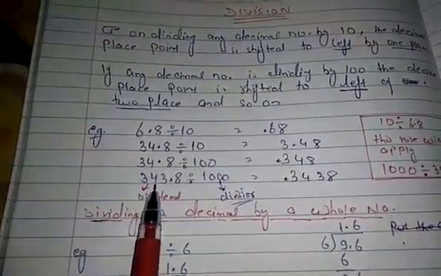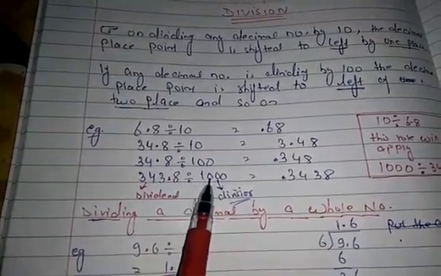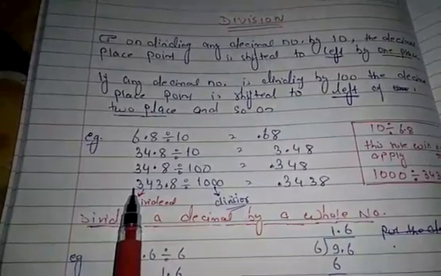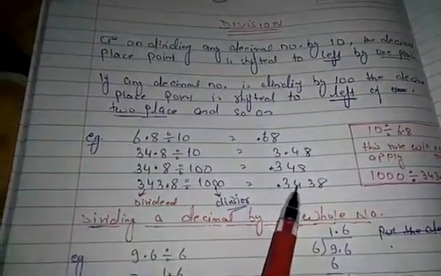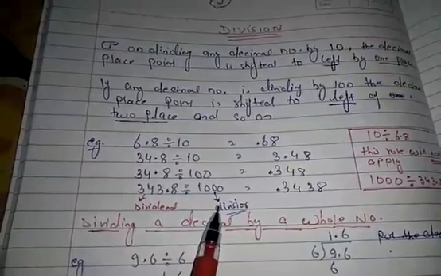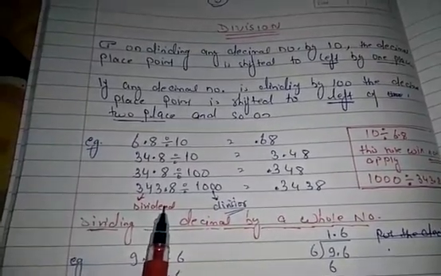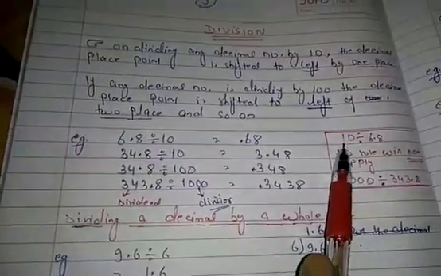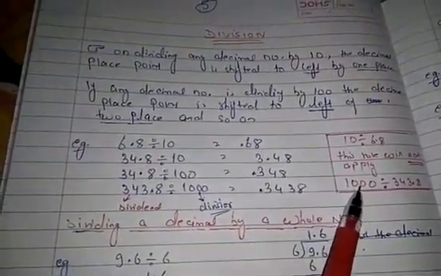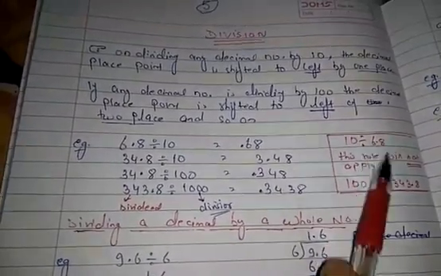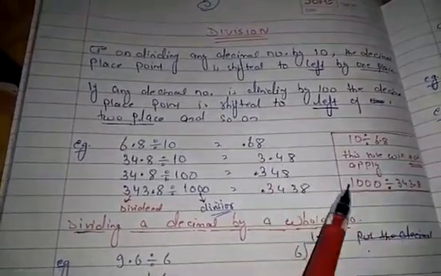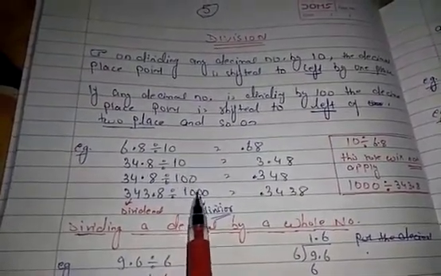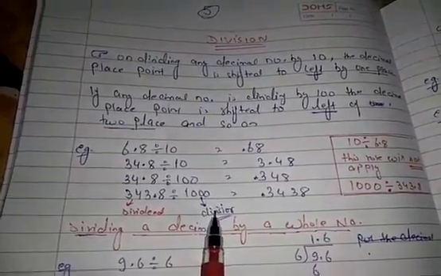And the next example is 343.8 divided by 1000. So here are 3 zeros, so this point will shift towards the left 3 places. The answer will be 0.3438. And here this is known as the dividend and this is known as the divisor. But this rule will not apply if the dividend is 10, 100, 1000 and the divisor is any decimal number. This rule will apply only when the divisor is 10, 100, 1000, 10,000, whatever.